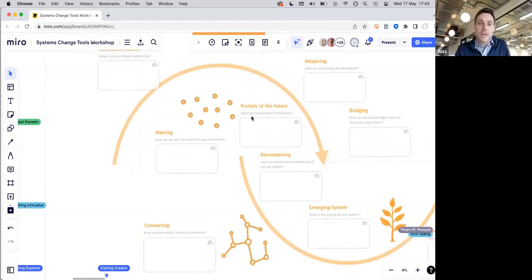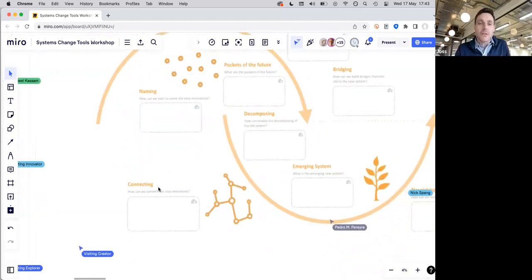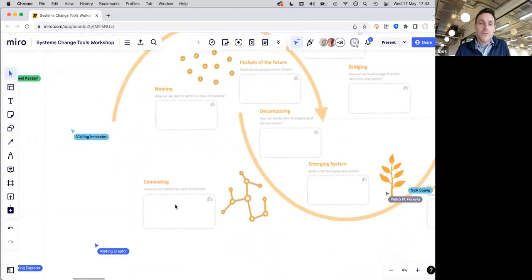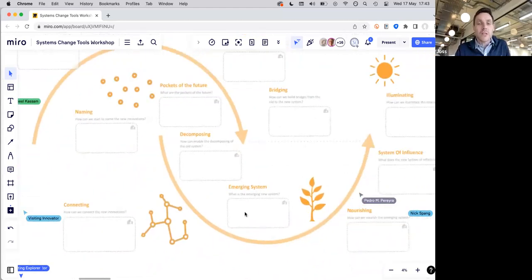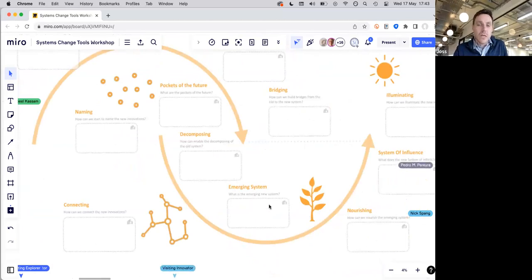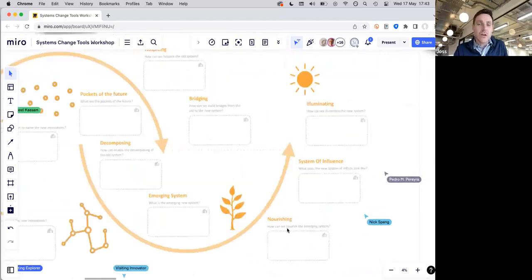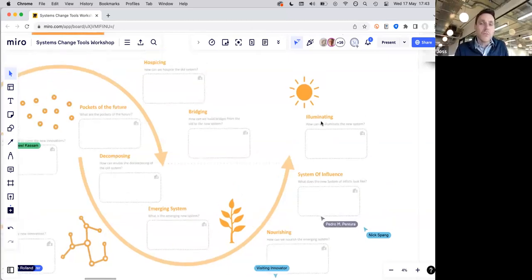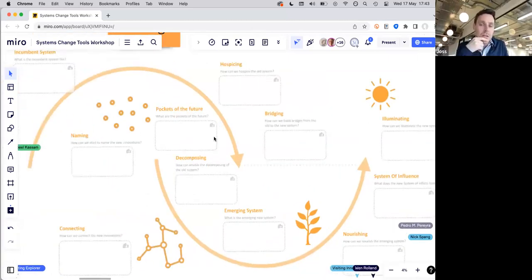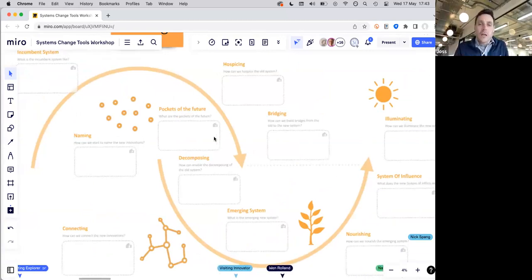And then that's the pockets of the future here, right? What are these new opportunities? How do we name them? Down here is how do we connect them into a new system? What are the activities we do there? What is the emerging system that's growing here? What does that start to look like? How can we nourish and develop it? What does it look like when it becomes a system of influence, when it becomes the new paradigm in the system? And how can we illuminate that back to the old system so it can start to see the potential and opportunities to start making that transition?